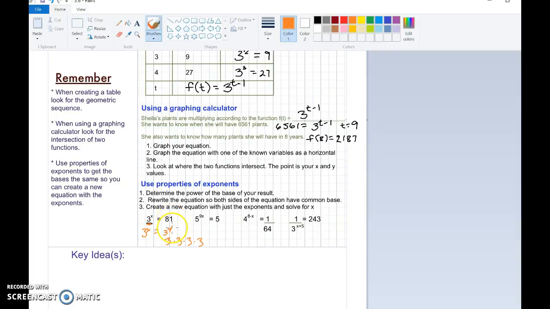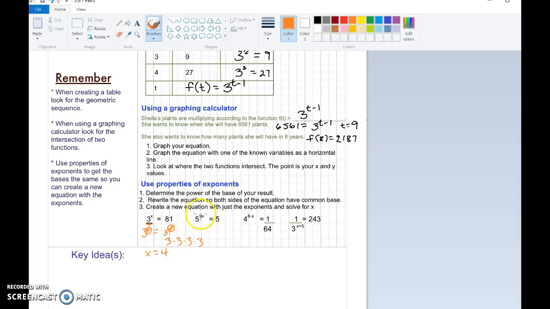Okay? And now that we have the same base, 3 to the x and 3 to the 4th power, we can take our two exponents and make an equation out of them. x equals 4. So therefore, x must equal 4. Okay, so that was all we had to do for that one. That was an easy one. Let's do the next one.